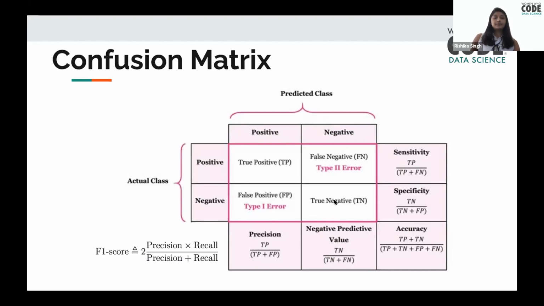And then we also have precision, which is basically a calculation of the true positive divided by the sum of true positive and false positive. Then we have the negative predictive value, which is the true negative divided by the sum of true negative and false negative. Then we have sensitivity, which is true positive over the sum of true positive and false negative. Specificity is true negative over the sum of true negative and false positive. And lastly, we have accuracy, which is true positive plus true negative divided by the sum of all four of these terms.